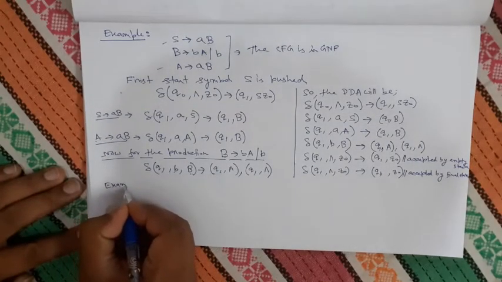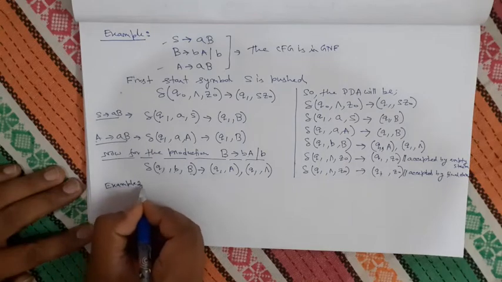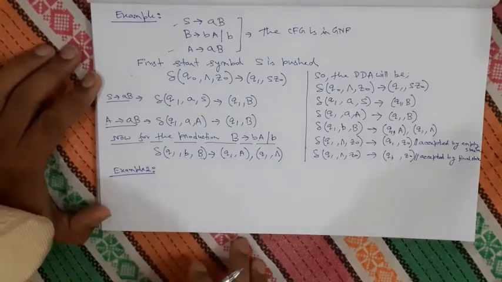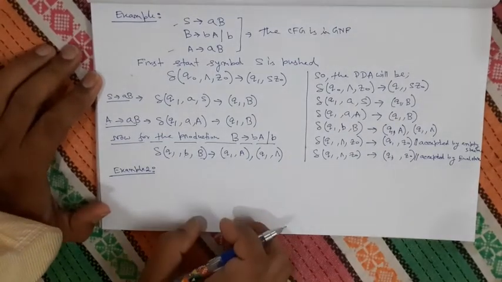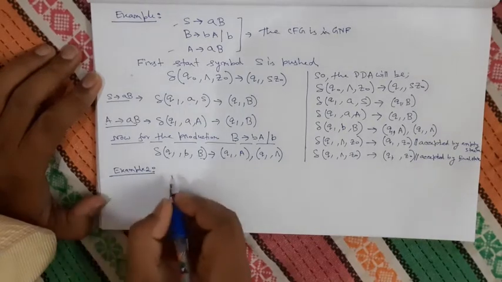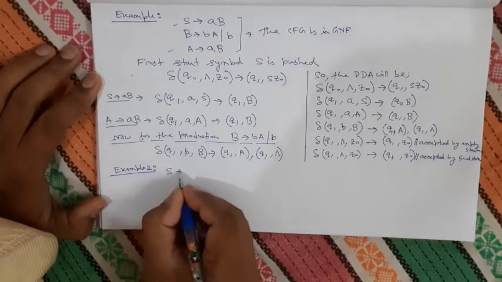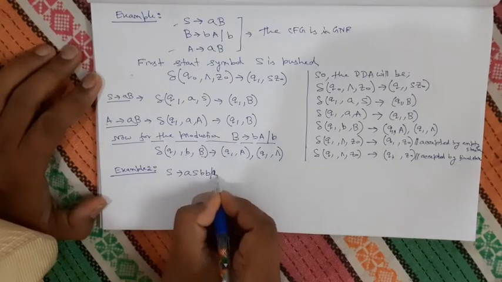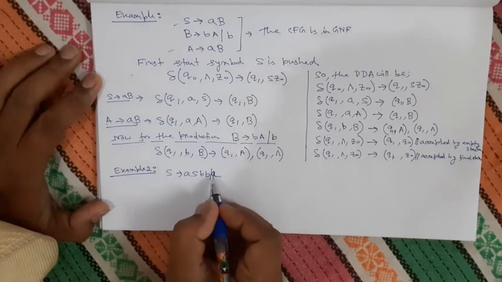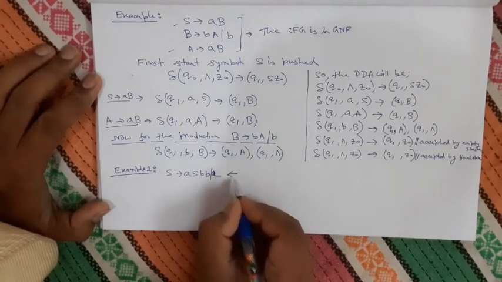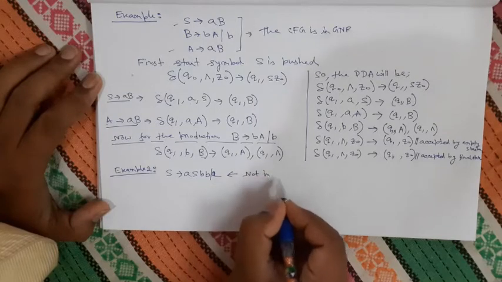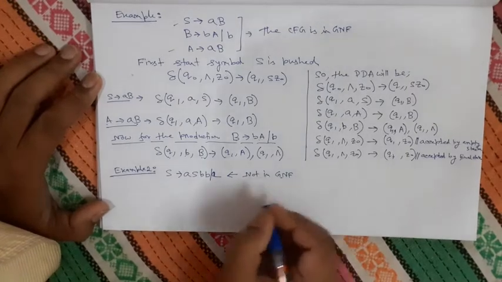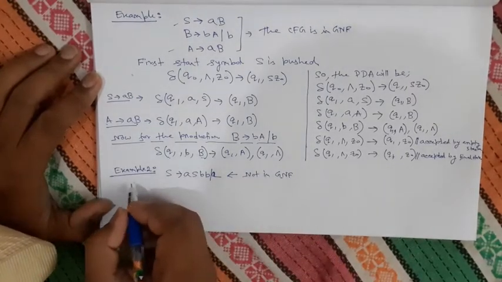Example 2. This is a small example I have taken, so you would understand what is given. It is given S tends to ASBB oblique small a. So you can see this is not in GNF. So as per rule, step 1, I have to convert this into GNF. So let me convert this into GNF.